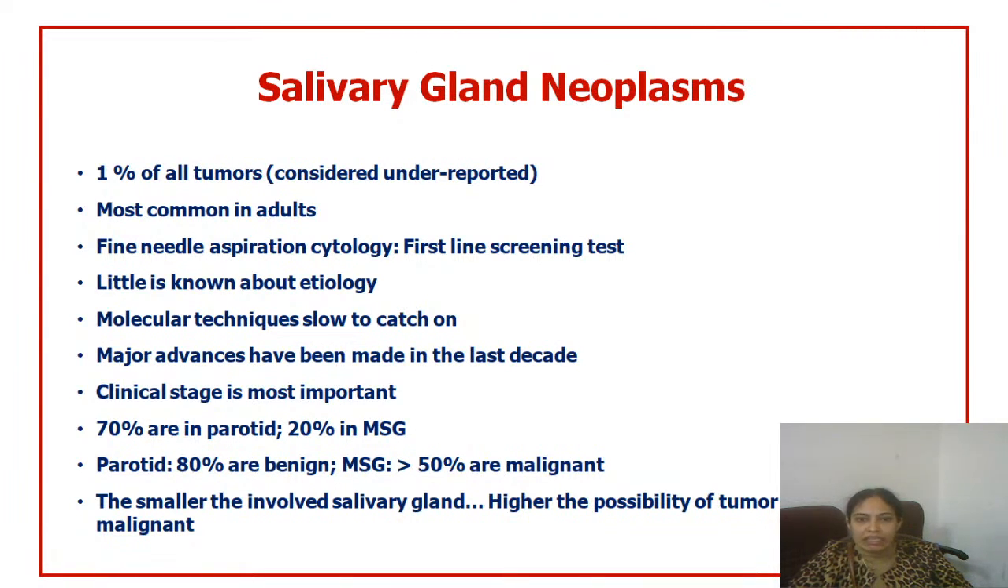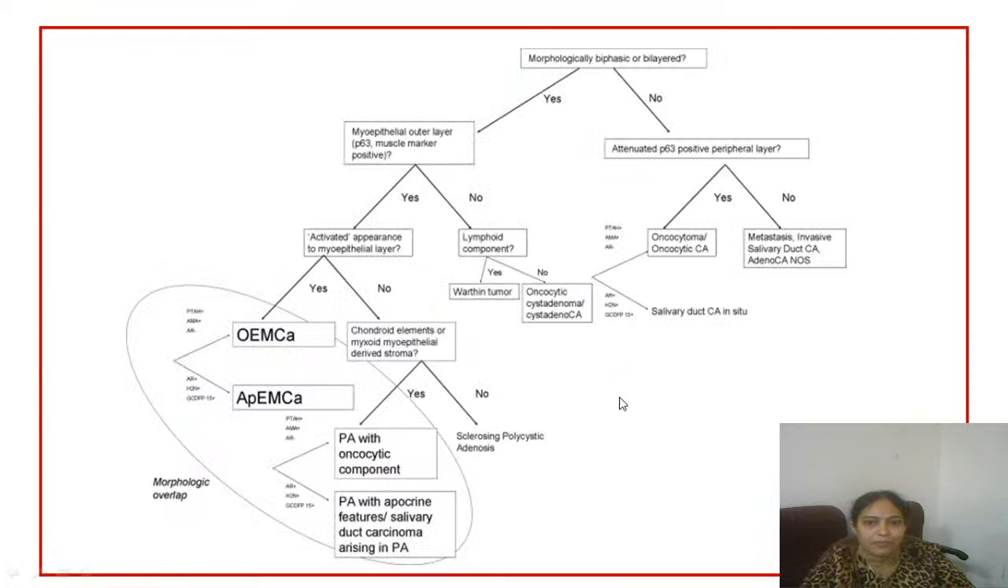70% of the salivary gland tumors are located in the parotid, and about 20% are in minor salivary glands. 80% of parotid tumors are benign, whereas in minor salivary glands more than 50% are malignant. Like sir already mentioned, the smaller the involved gland, the higher the possibility of the tumor being malignant.